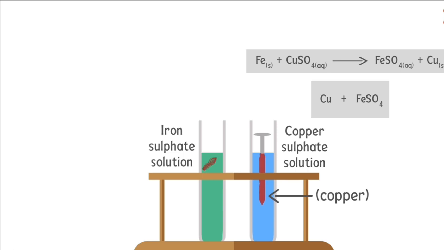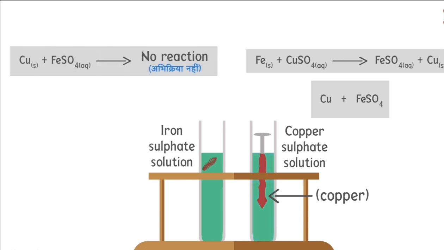Now we will discuss the case where the iron sulfate solution and the copper are reacting. In test tube A, there will be no reaction. Why? Because copper is less reactive than iron, so it does not displace the iron from its salt solution. So there will be no reaction in test tube A, and there will be a displacement reaction in test tube B.